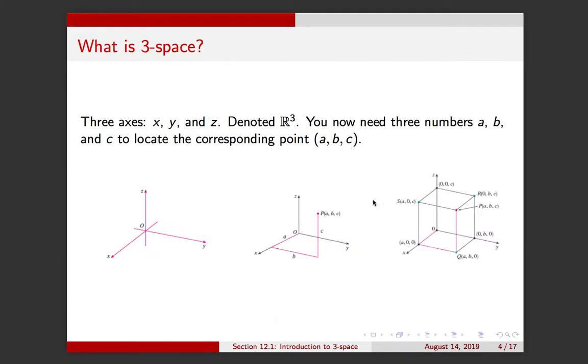Well, three-space is similar, it's just that you need now 3 pieces of information to specify where you are, and there's a third axis. So here are my x and y axes like before. Now there's a vertical z-axis. Points in three-space now have 3 coordinates, the familiar x and y coordinates plus a third coordinate.